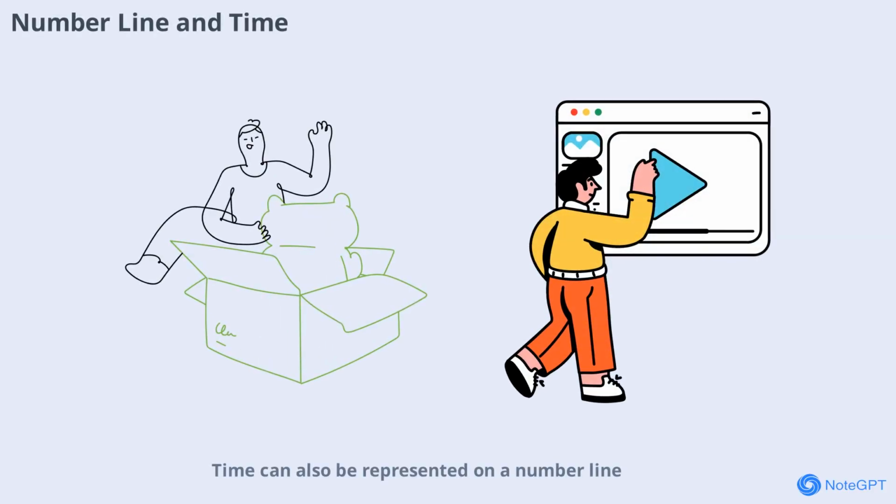Time can also be represented on a number line. By marking events along a timeline, we can see the order and spacing of events. This is useful in history, project planning, and understanding sequences in math and science.